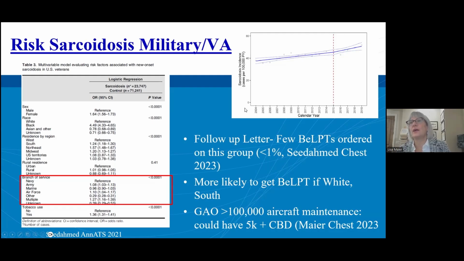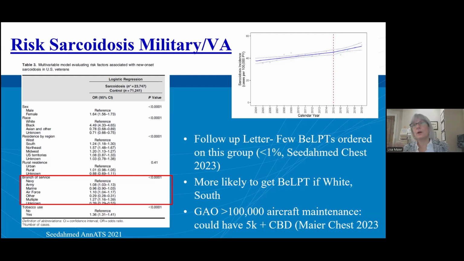They also showed that the rates are increasing over time, and predicting that it will continue to. So they actually looked at whether people were getting a beryllium lymphocyte proliferation test, and if possibly this could be beryllium disease. First of all, a lot of the individuals in the service did not get a beryllium lymphocyte proliferation test. If you were white, or you were from the South, you were more likely to get it. We actually wrote a letter to the editor and said the GAO estimates that there are more than 100,000 aircraft maintenance workers. And so we estimated that there could be about 5,000 people within this group that have beryllium disease.